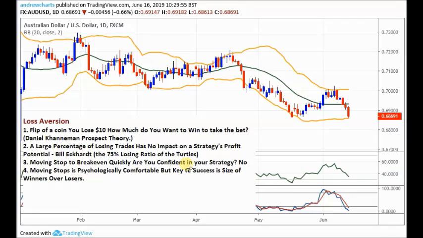break even too quickly. Moving stops to break even is psychologically comfortable. Go back to Bill Eckhart. He told the Turtles, if it feels comfortable, don't do it. Forex trading is uncomfortable. It's uncomfortable in terms of trade entries, moving stops. It's not a comfortable profession. If you want a comfortable profession, you don't do Forex trading. You have to do the uncomfortable, okay, which most traders won't do. So the key to success is size of winners over losers.